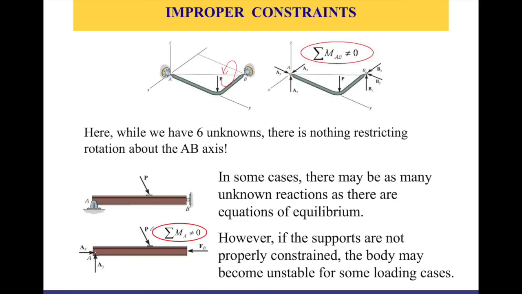Another example is this one to the left. In some cases, there might be the same number of unknown reactions as there are equations of equilibrium. But since this is a roller and you're pushing it with a force, it's going to move this way. So the summation of moments is not equal to 0. So we cannot say that this is a stable system. It's very important in analyzing rigid bodies to make sure that you have a stable system as well as static equilibrium of the structure.